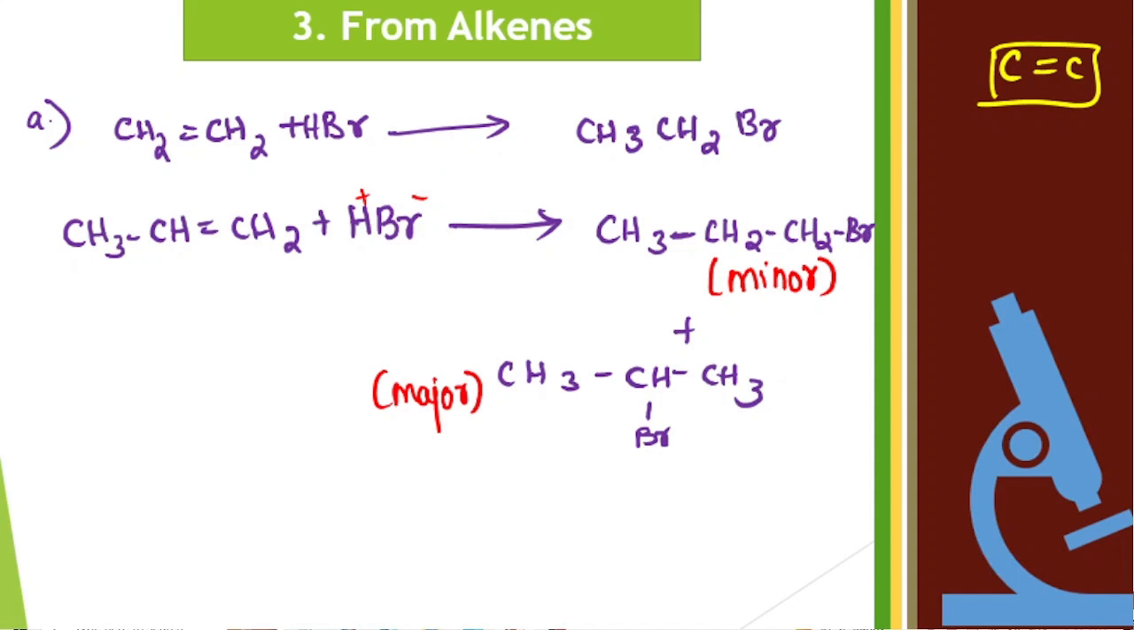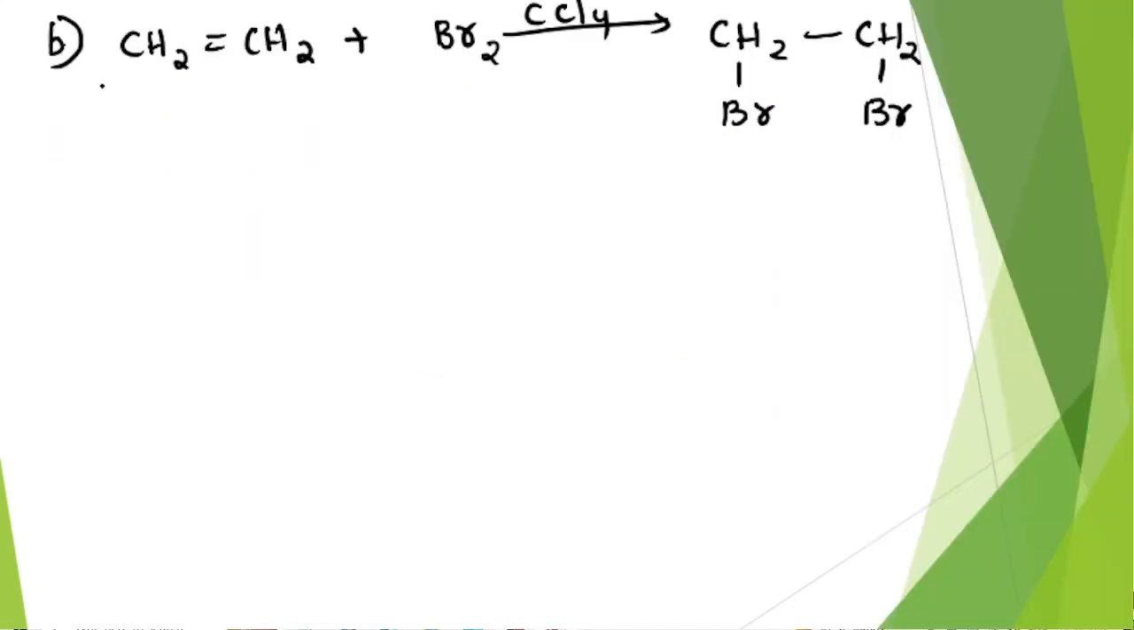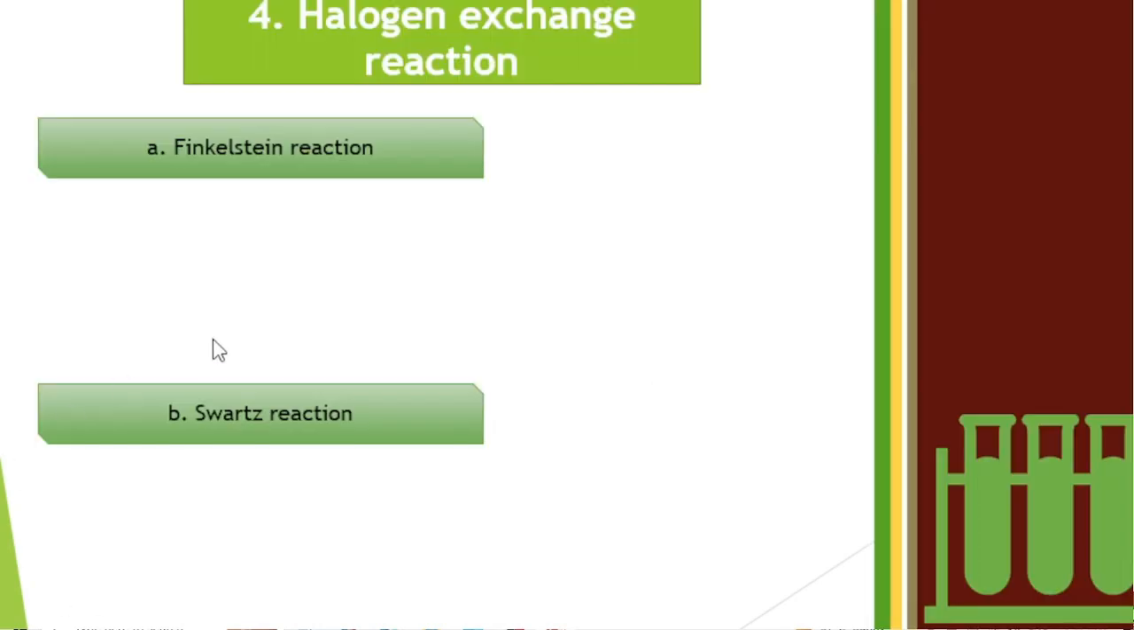Next we are going for the next, so B. Your next reaction, B1, you are taking CH2=CH2, the same symmetrical alkene, and it is going to react with Br2 in the presence of CCl4. While it is reacting with Br2 in the presence of CCl4, Br2 will be broken into Br, and one Br will be attached to this carbon and another Br will be attached to this carbon, and it will form this product. Clear? Okay.